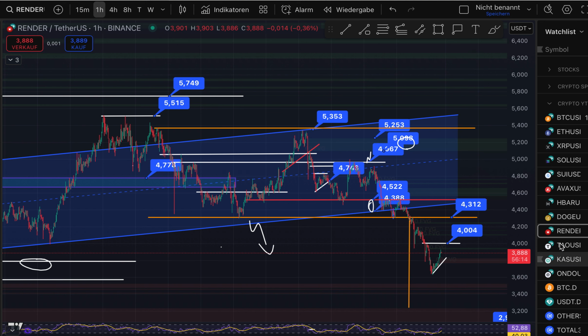In this video we will take a look together at possible scenarios for the price development of Render, TAO, KAS and Ondo. Things remain exciting, so make sure to watch until the end.